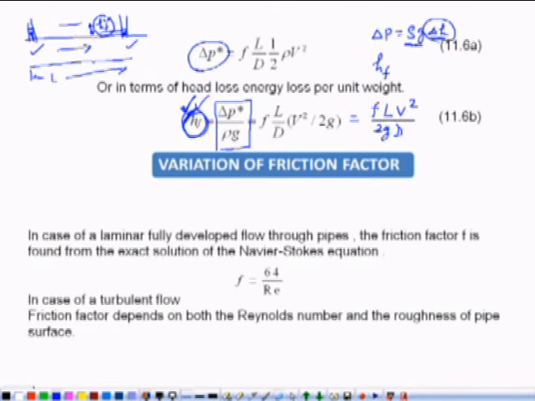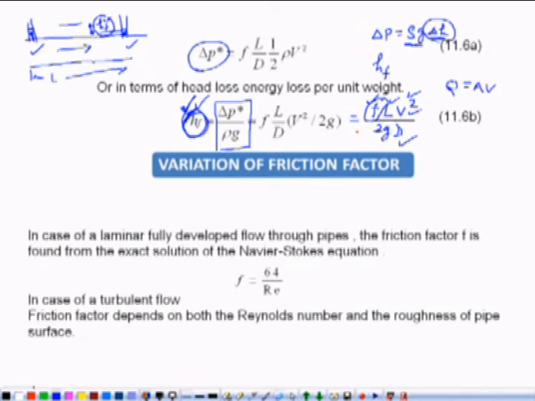So now in this equation, length is known to us, velocity we can find out. If we know the discharge, then discharge is equal to A into V. With the help of this formula, we can find out the average velocity. We know the diameter of the pipe, the only unknown is F. So how can we use this formula? Because we don't know F, the friction factor.